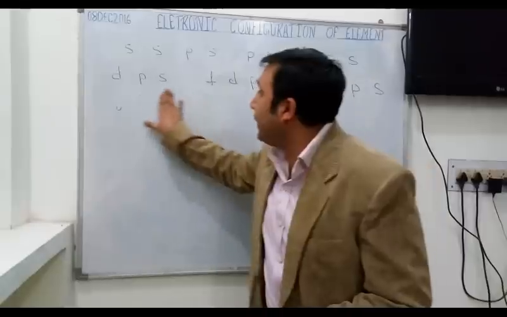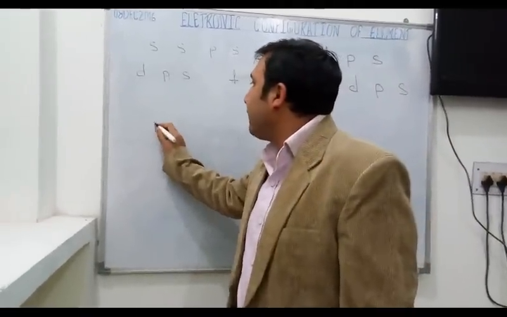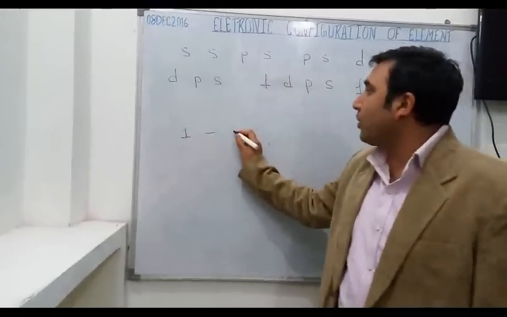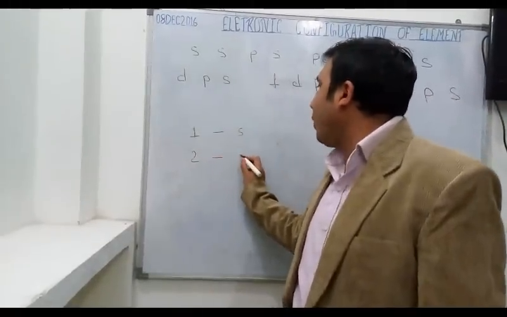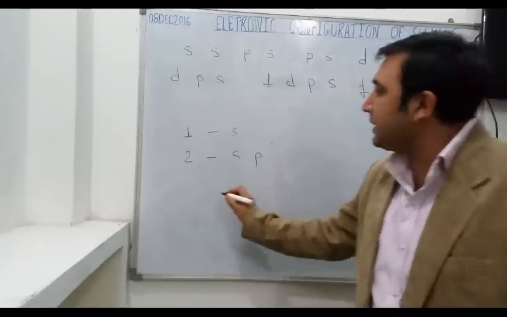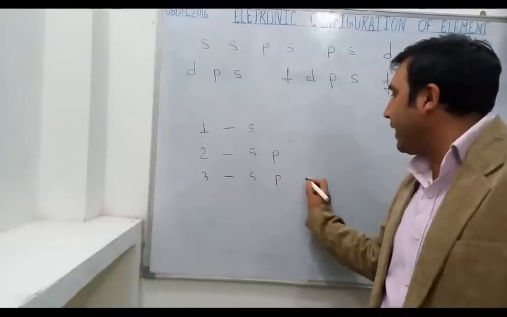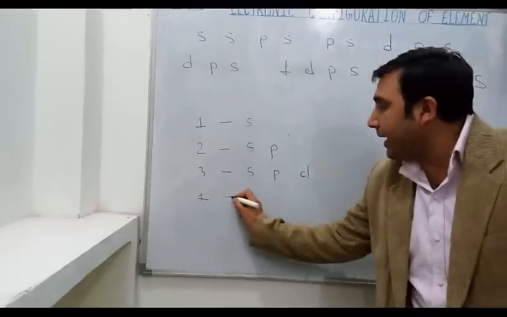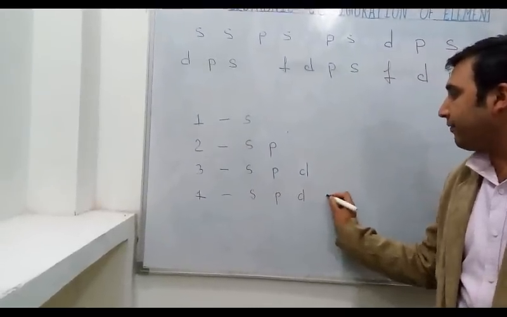Now what more do we need to write the electronic configuration? We should see that in the first shell we have only one orbital, that is S. In the second shell, what do we have? We have two orbitals, S and P. And what happens in the third? We have an extra orbital: S, P and D. For the fourth, we have S, P, D and F.